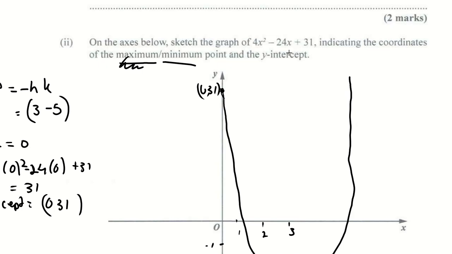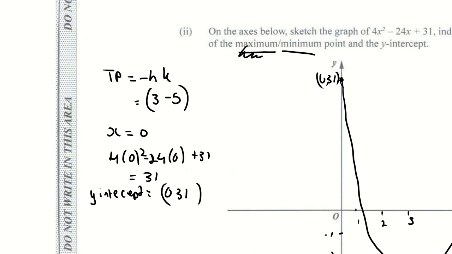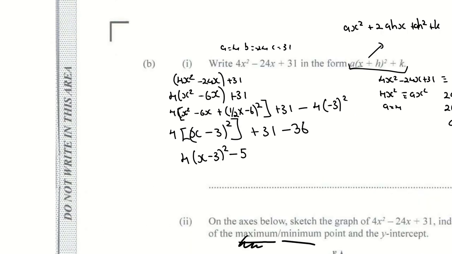Then you want to know the y-intercept. Y-intercept is when x is equal to 0. So when x is equal to 0, what do you get? Your y-intercept will be 0 and 31. Right?